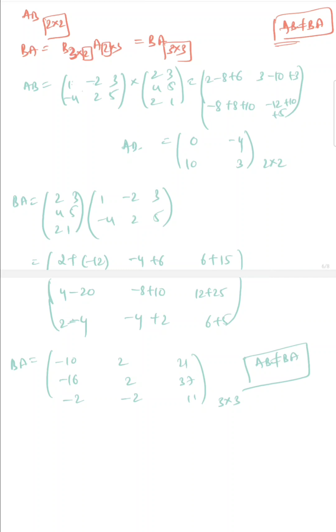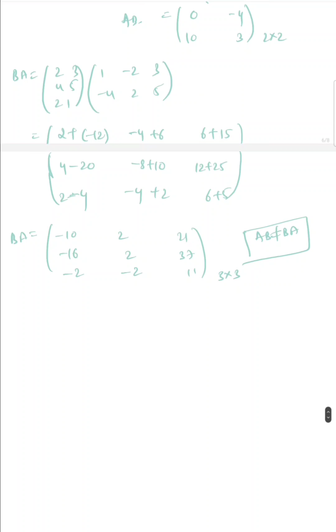For some matrices it will happen that AB will be equal to BA, but it is not always true. AB equal to BA is not always true, therefore matrix multiplication is non-commutative. Now we will see an example. It is going to give some new remark.